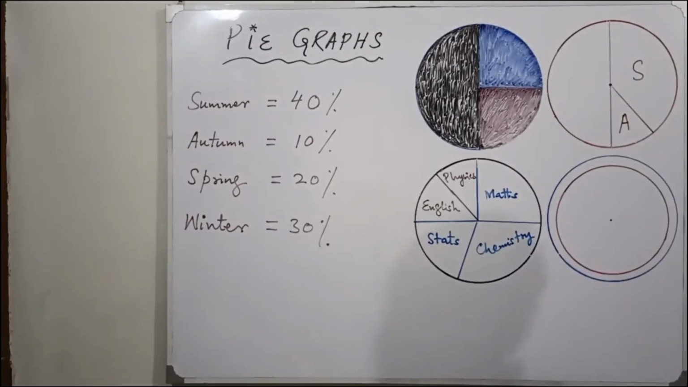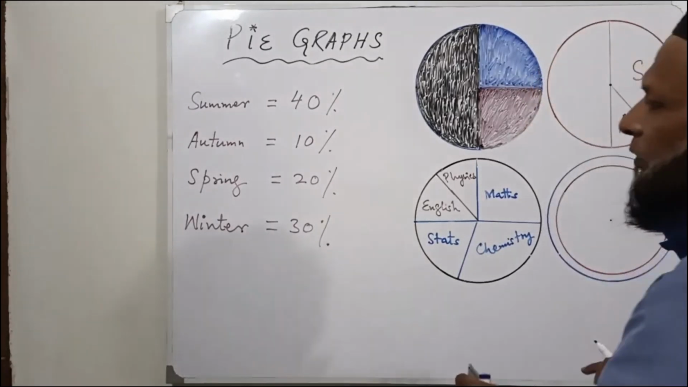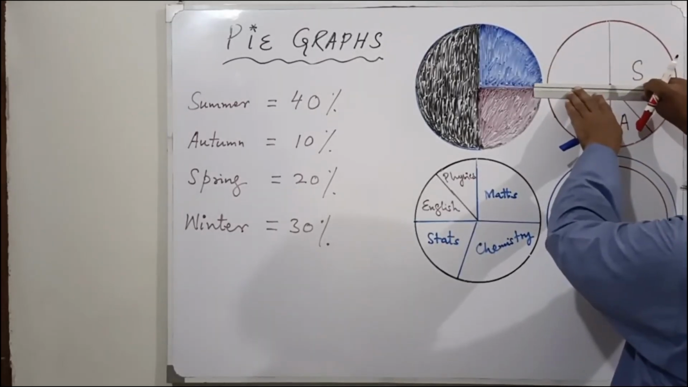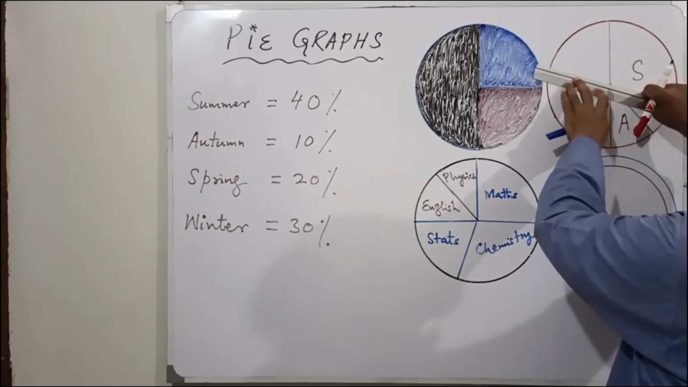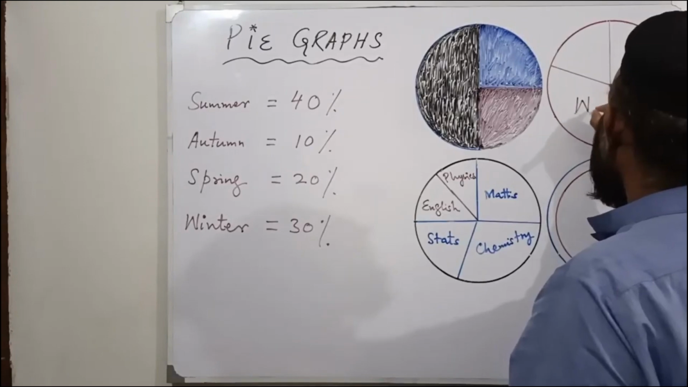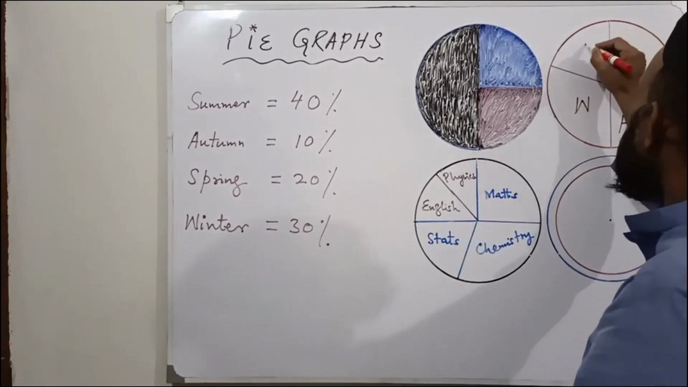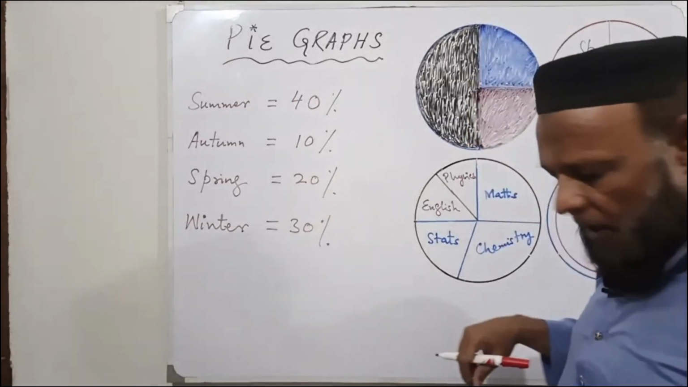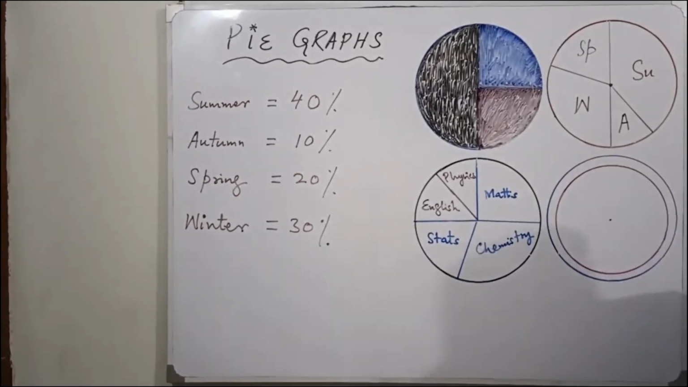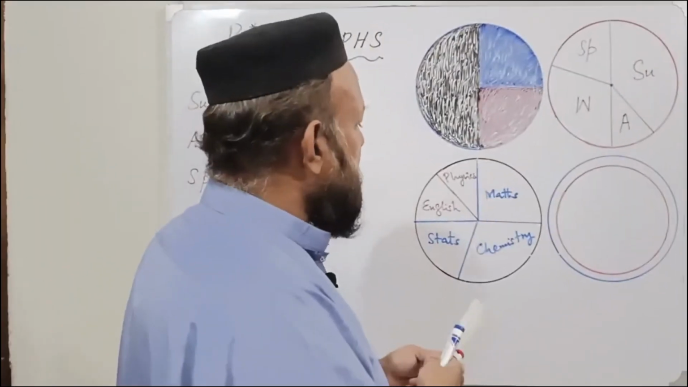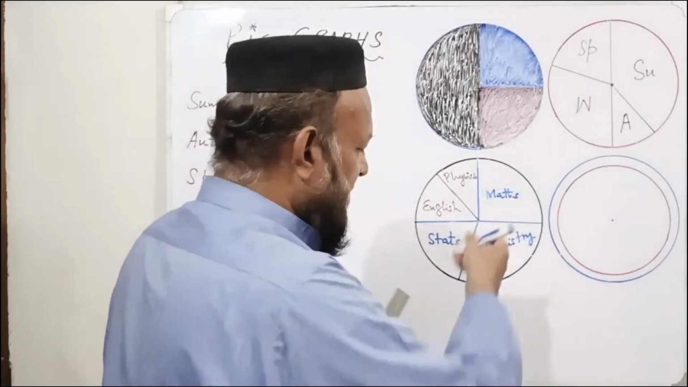And what about spring and winter? 30% is winter and 20% is spring. So this is 25. Move slightly to get 30, and say this is 30. So this is winter and this is spring. This is summer. So this is how we can plot these pie graphs. Take an example, the similar example as we were having over here.